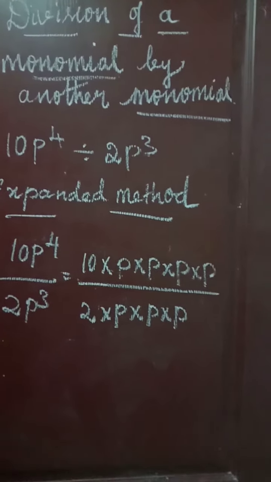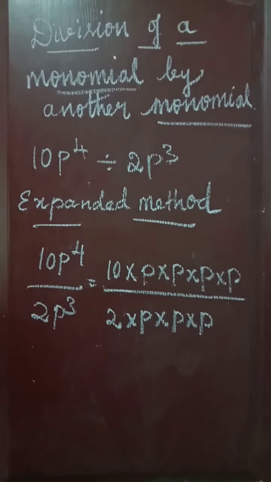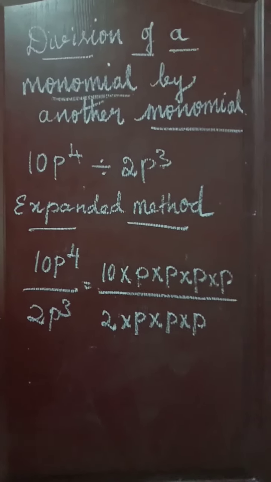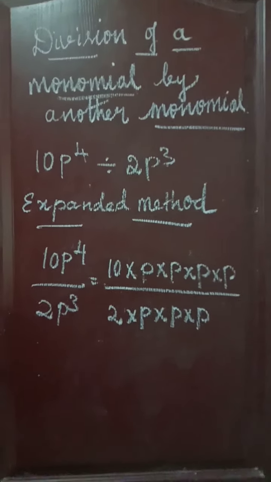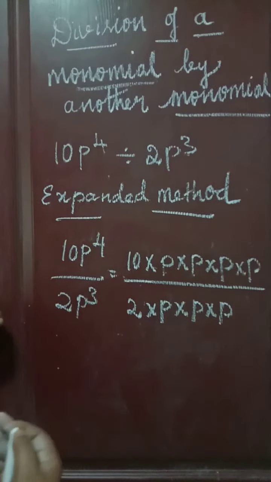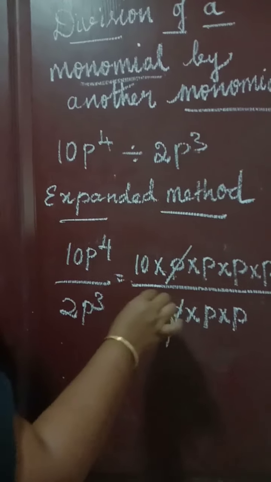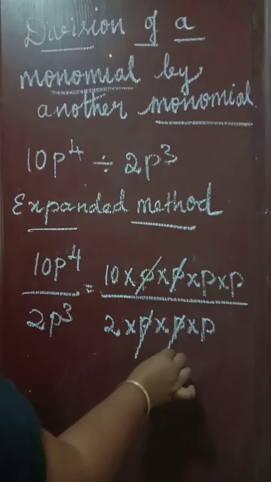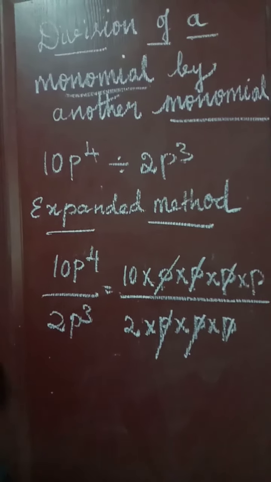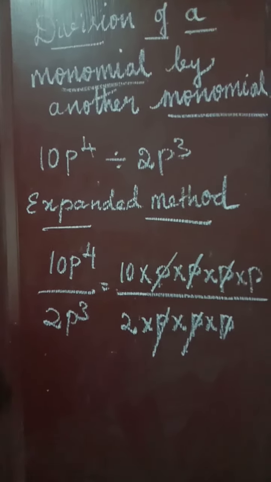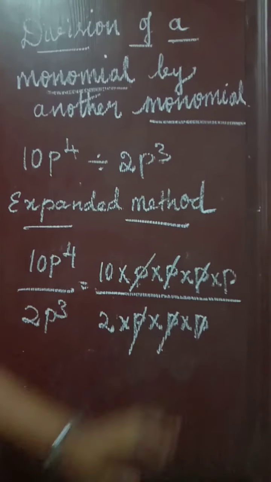Listen, in division we have to cancel the numerator with the denominator. If the same terms are common, we cancel the numerator with the denominator. So this p and this p are cancelled. Here this one and this one cancel. Again this one and this one are cancelled. So the remaining numerator is only 1p.